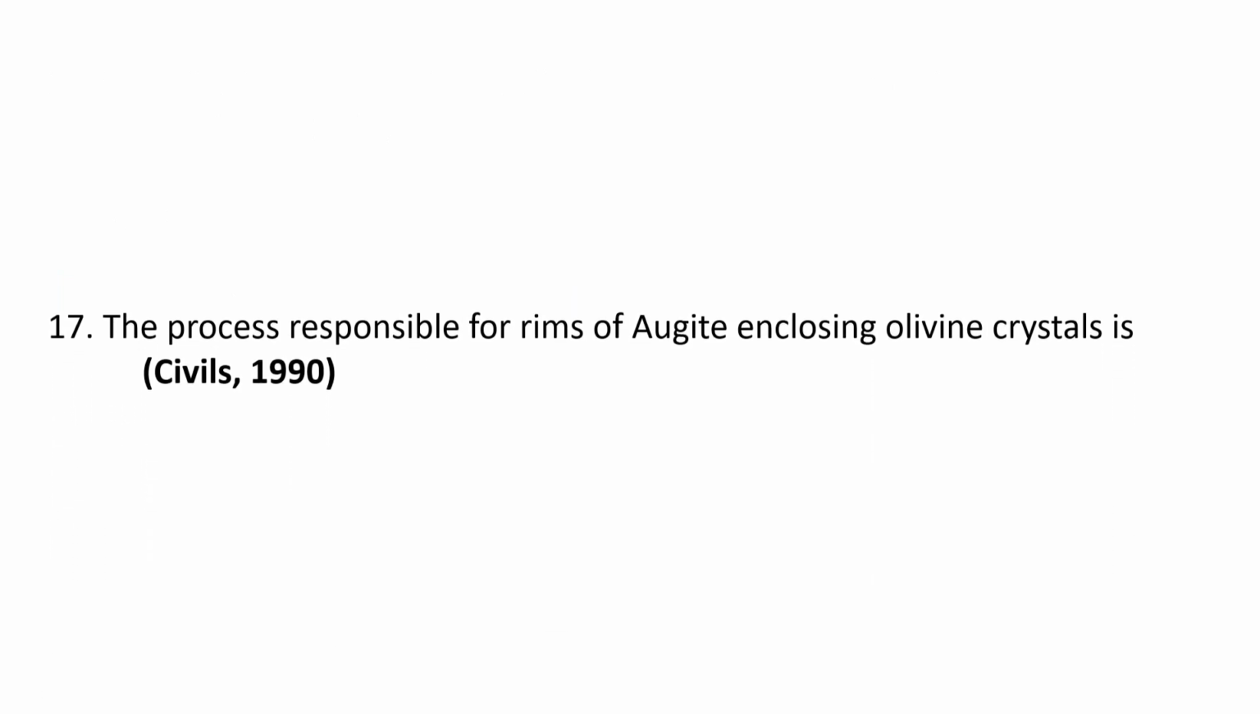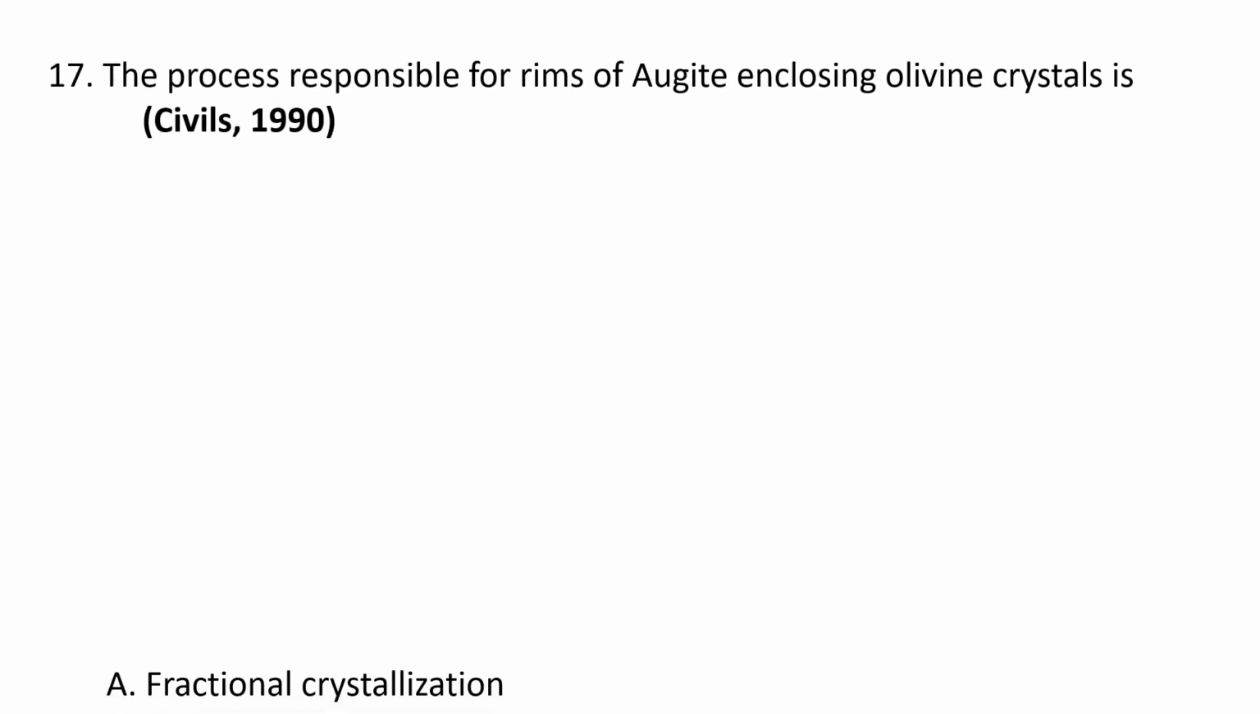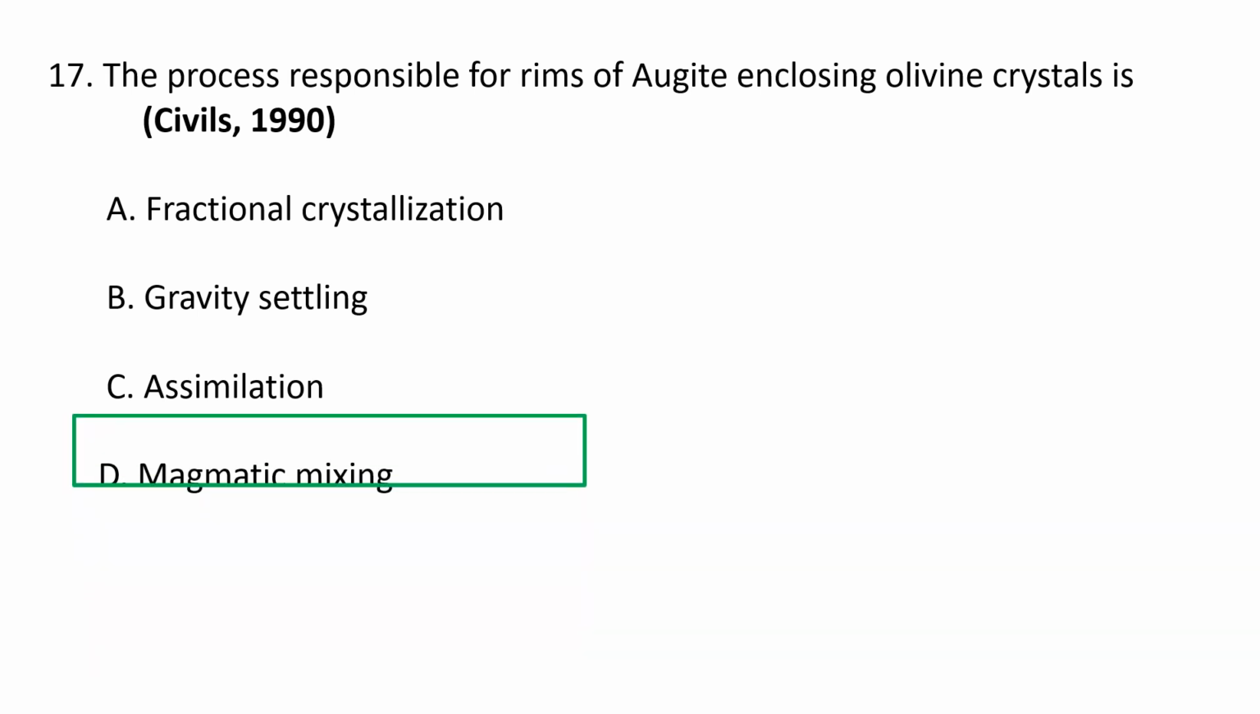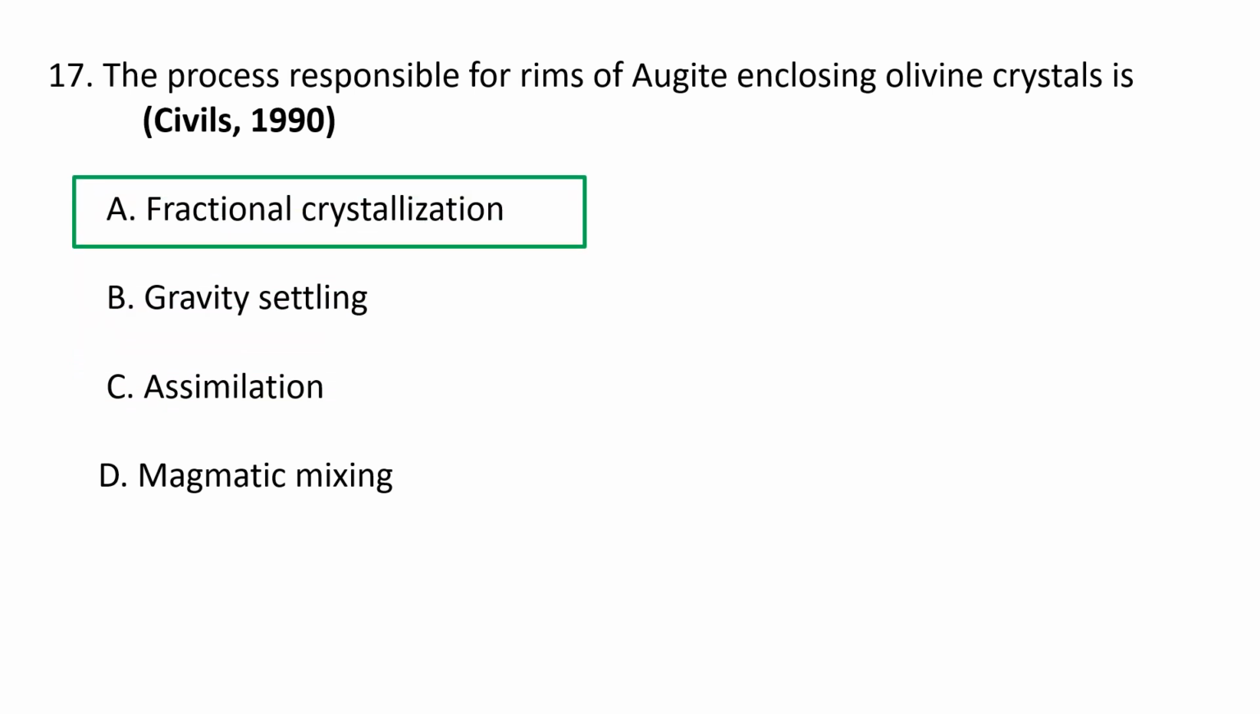Next question. The process responsible for rims of augite enclosing olivine crystals is: A. Fractional crystallization, B. Gravity settling, C. Assimilation, D. Magmatic mixing. So this process is known as fractional crystallization. It is responsible for the rims of augite which enclose olivine crystals.